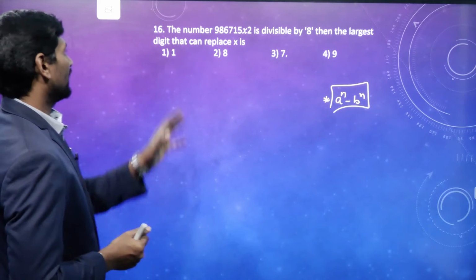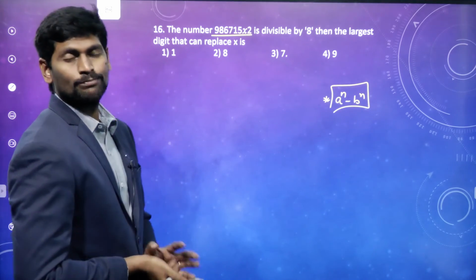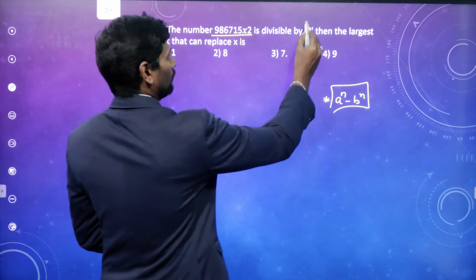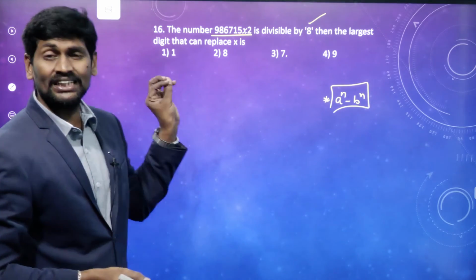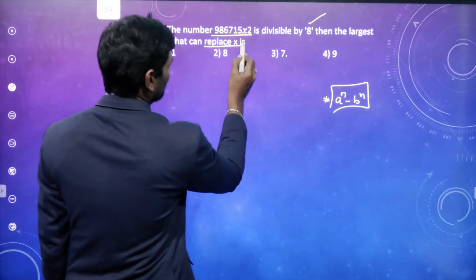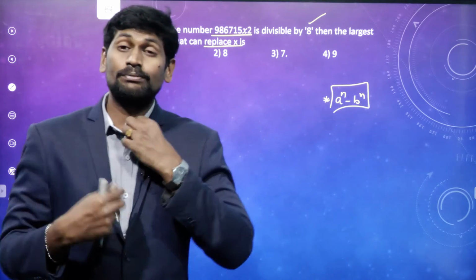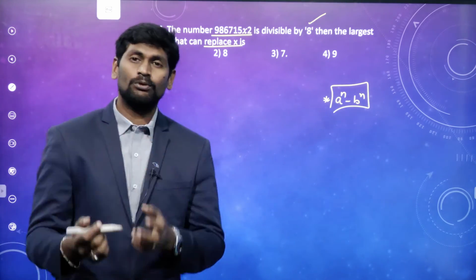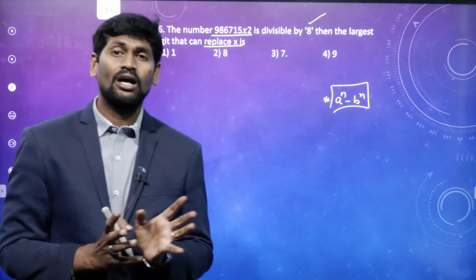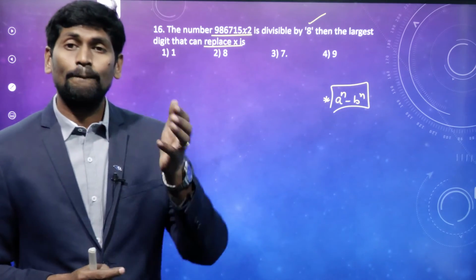The given number is divisible by 8, it seems. Then what is the largest digit that can replace x? Before going to this problem, we have to recollect the divisibility rule for 8. What is the divisibility rule for 8? The last 3 digits are zeros or multiples of 8.